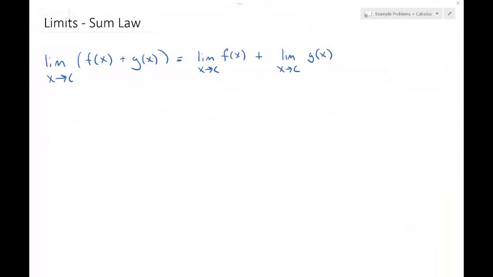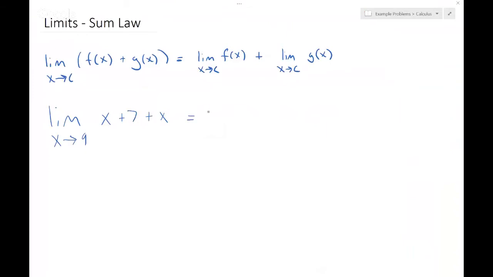So an example of that would be the limit of x approaching 9 of the function x plus 7 plus x. So to solve this limit, the first thing we can do is use the sum law that we just went over above to break this up into three separate limits.